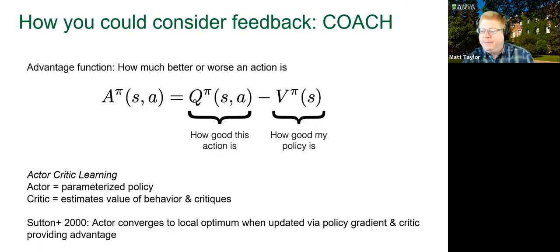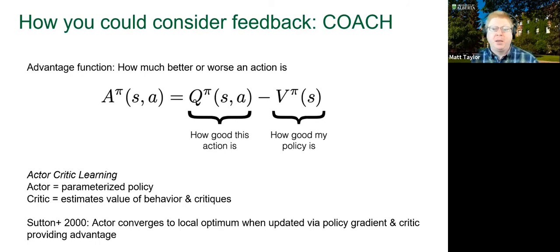So V is saying, what is the value of a state? How good do I think this state is? Versus Q is saying, what is the action? How good is the action that I'm taking at this state? So for instance, if I do something surprisingly brilliant, my Q value could be better than what I was expecting to get out of the state. Or if I do something stupid, then my Q value will be lower than what I was expecting to get out of this state.